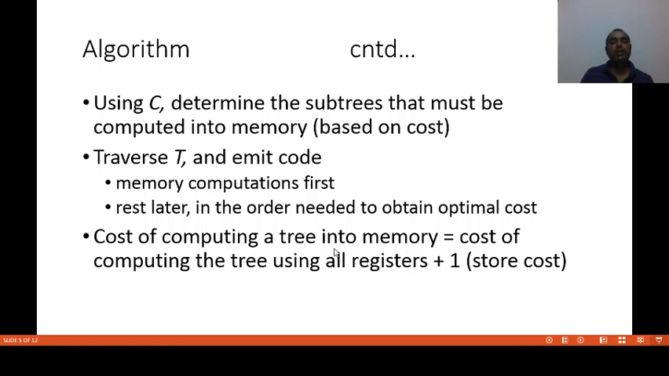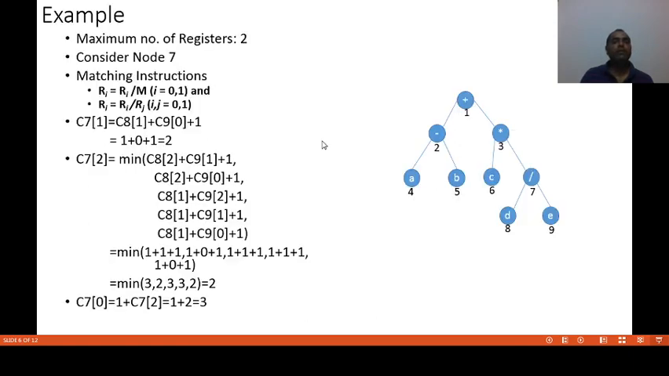Cost of computing a tree into memory equals the cost of computing the tree using all registers plus 1. 1 is the store cost. When we are storing the result in the memory, that is 1 store cost. Now, here I am just taking an example to understand this algorithm. Suppose in the machine the maximum number of registers present is 2. And this is the tree for which we have to generate the optimal code.